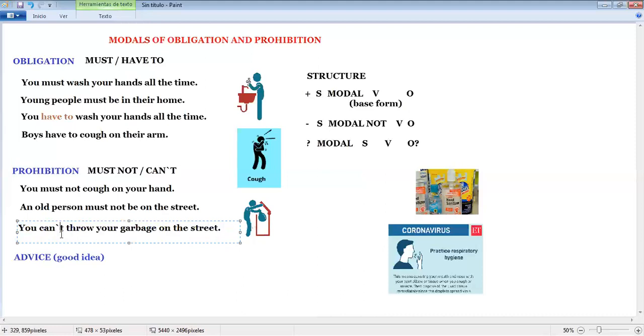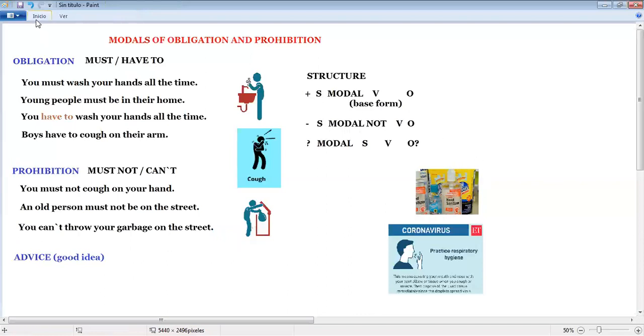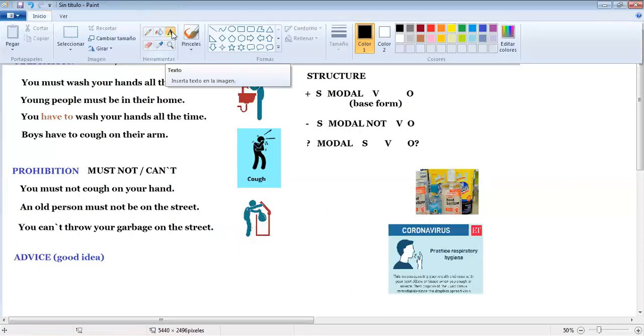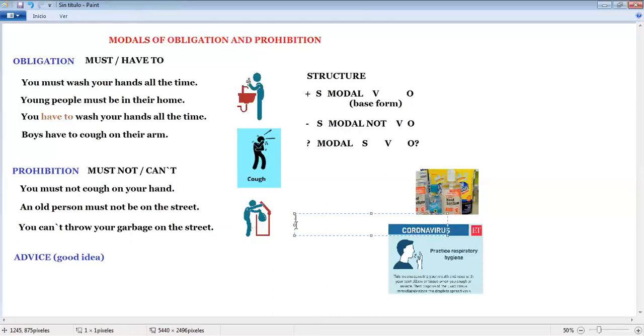Como pueden ver, as you can see, the structure is the same, right? You, the subject, can't, es el verbo modal, en negativo, ¿no? Can't, aquí tengo la contracción, I have the contraction, pero puede ser la forma completa. Cannot. The verb, throw, in the base form, and the object. That's it. Cuando me refiero a la forma, el verbo en su forma base, es para evitar este tipo de cosas. It's to avoid these kind of things, guys.